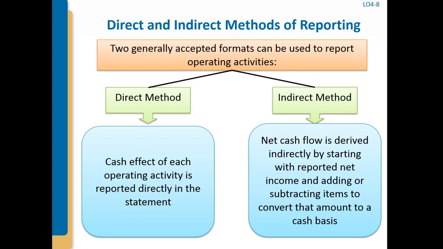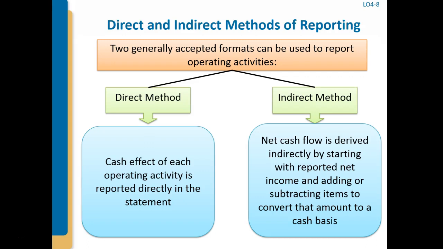By the indirect method, on the other hand, we arrive at net cash flow from operating activities indirectly by starting with reported net income and then working backwards to convert that amount to a cash basis. Two types of adjustments to net income are needed in this method. Components of net income that do not affect cash get reversed. That means that non-cash revenues and gains are subtracted while non-cash expenses and losses are added. For example, depreciation expense does not reduce cash, but it is subtracted in the income statement.